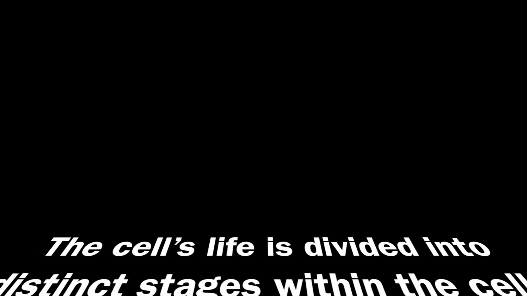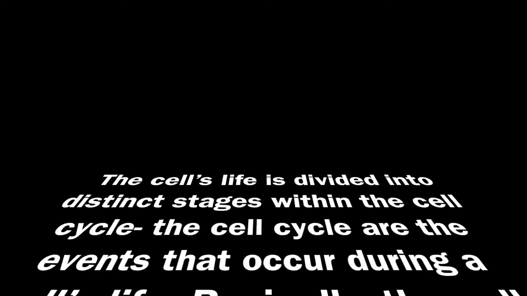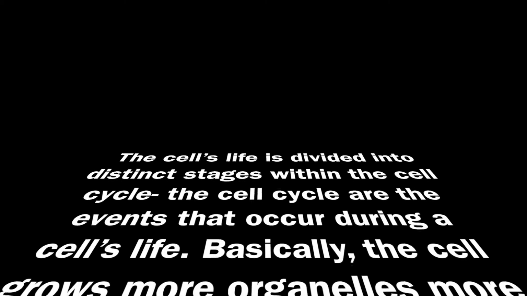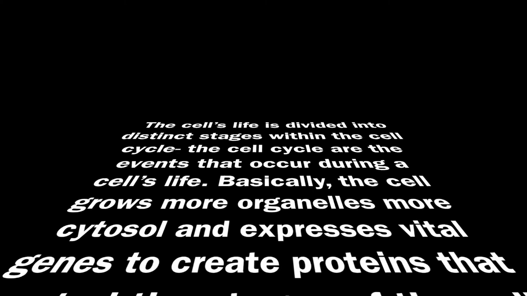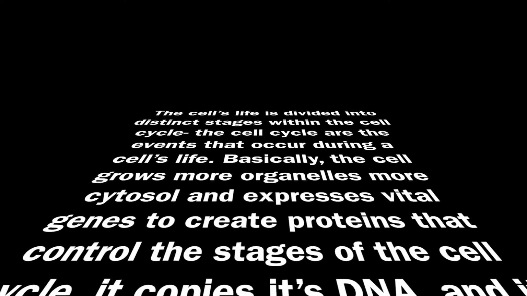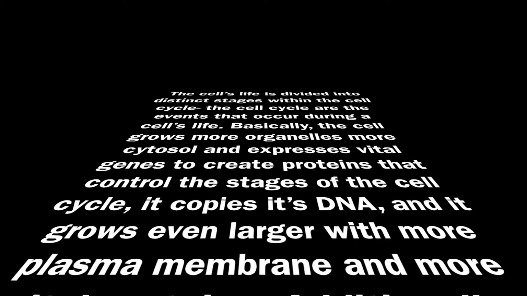The cell's life is divided into distinct stages within the cell cycle. The cell cycle is the series of events that occur during a cell's life. Basically, the cell grows, makes more organelles and more cytosol, and expresses vital genes to create proteins that control the stages of the cell cycle. It copies DNA and grows even larger with more plasma membrane and more vital proteins.